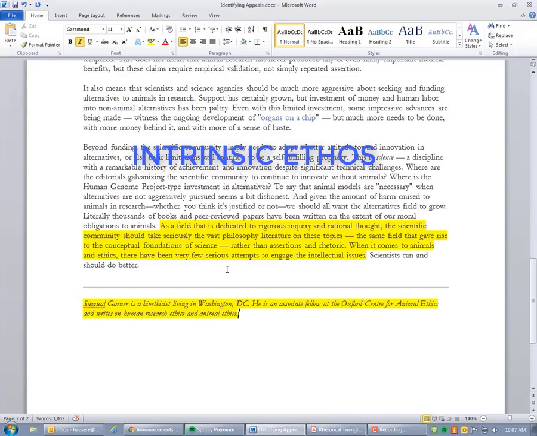Some intrinsic ethos is here. As a field that is dedicated to rigorous inquiry and rational thought, the scientific community should take seriously the vast philosophy literature on these topics. The same field that gave rise to the conceptual foundations of science, rather than assertions and rhetoric. When it comes to animals and ethics, there have been very few serious attempts to engage the intellectual issues.